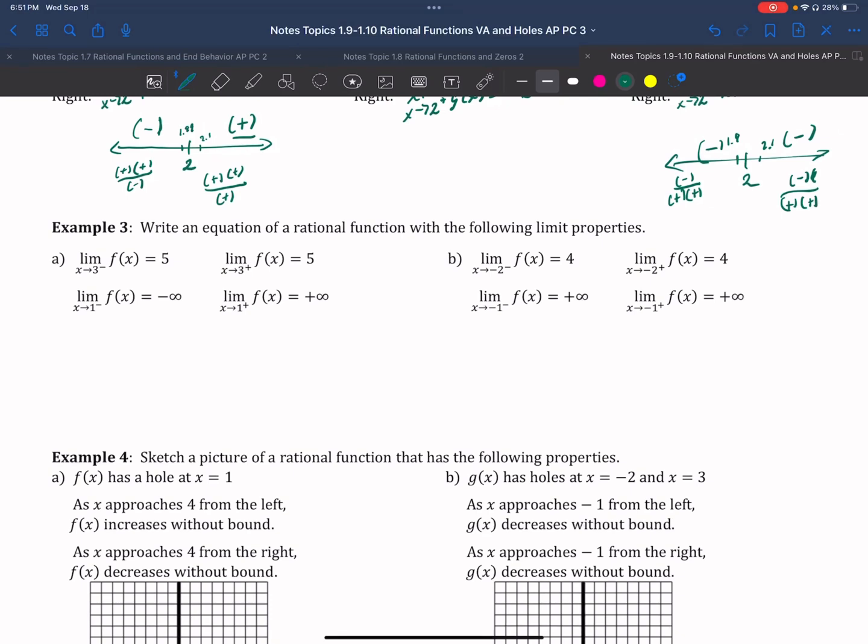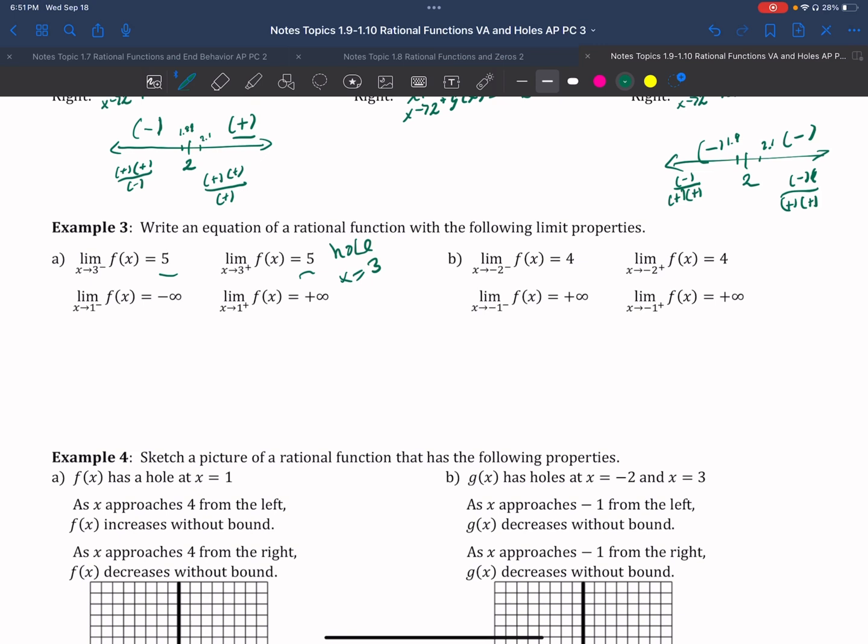Okay, so now let's look at example 3. It's asking us to write an equation of a rational function with the following limit properties. For a, it wants a function where the limit as x approaches 3 from the left of f of x is equal to 5, and the limit as x approaches 3 from the right of f of x is equal to 5. Since I have numbers and the limit from the left and the limit from the right are equal to each other, I know that I have a hole at x equals 3.